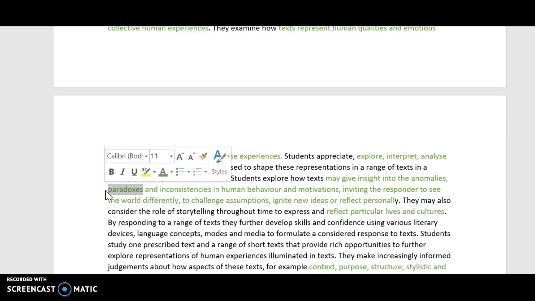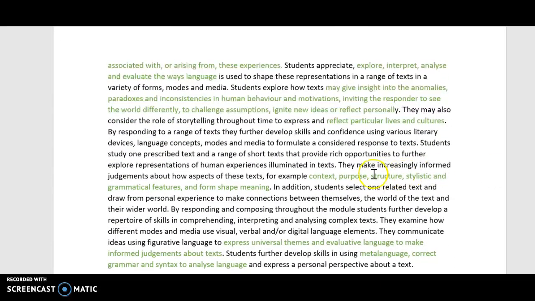Let me go back to where we were up to. Sorry about that. So coming down further, all of this is important too, but we're going to have a look at here: context, purpose, structure, stylistic and grammatical features, and form and shape meaning. How do these things make meaning? And you're asked to make informed judgments. Notice the word informed. It's not just this is what I think it means. It needs to be informed. You can't get to understand informed until you have done a deep textual study.